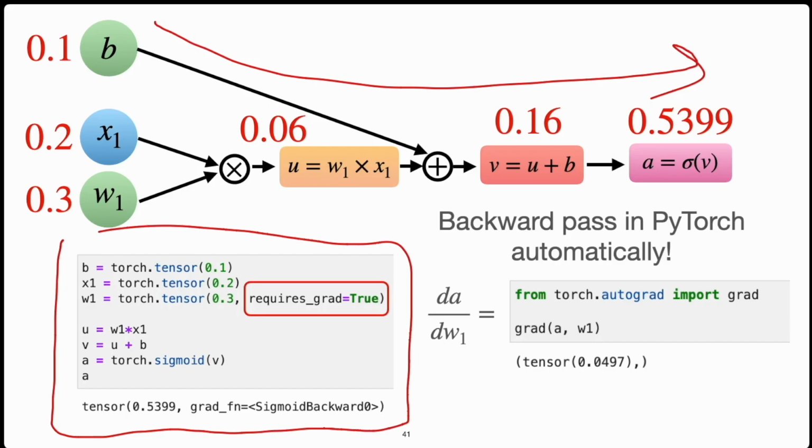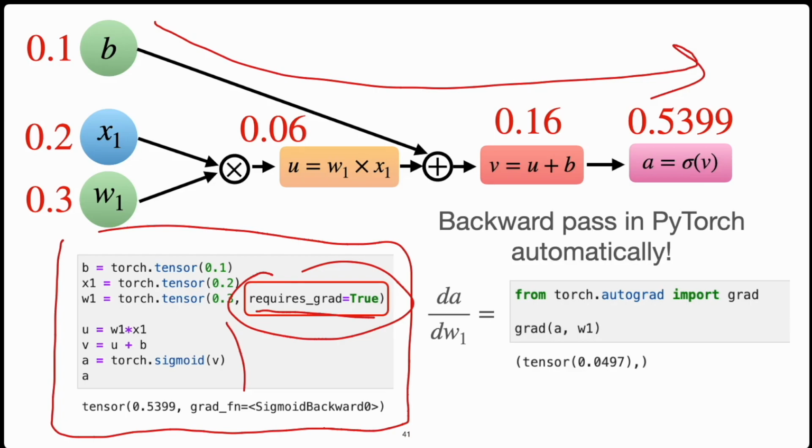For applying this concept of autograd, we say that at least one of the variables requires a gradient. Here in this case we are interested in the gradient of W1, so we set requires gradient equals true. Then when we run this computation, PyTorch will construct a computation graph in the background, and once this computation graph exists, it can go backwards and compute all these gradients automatically.